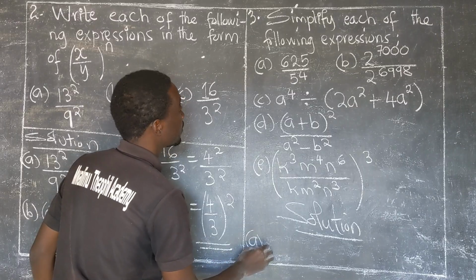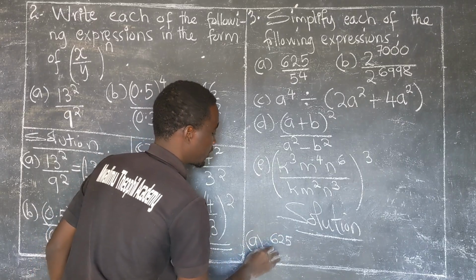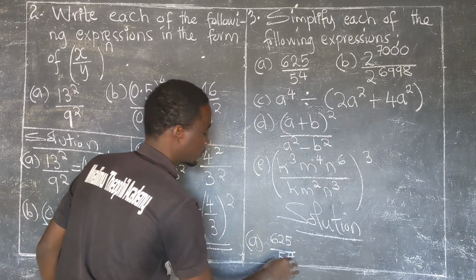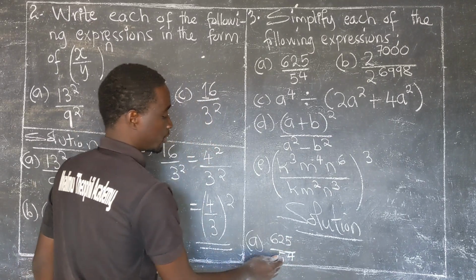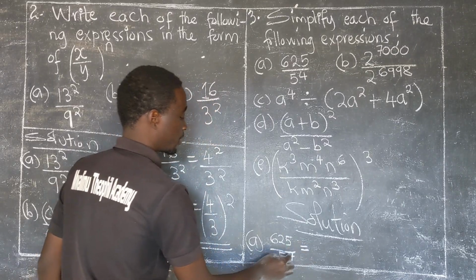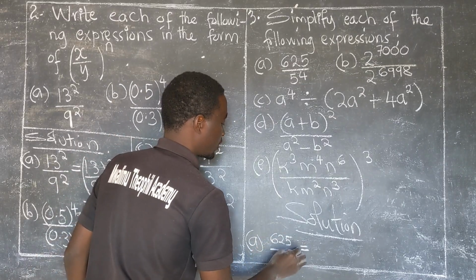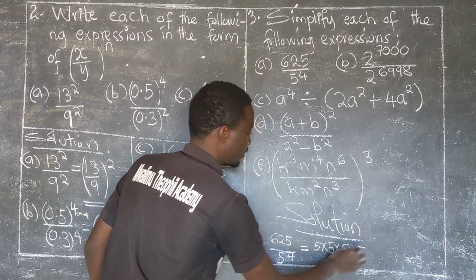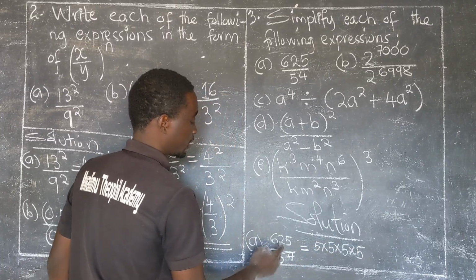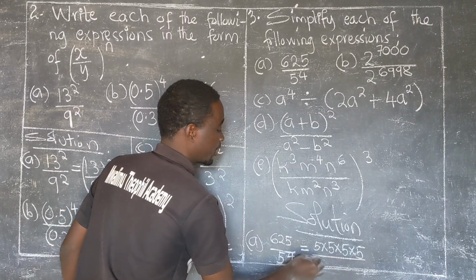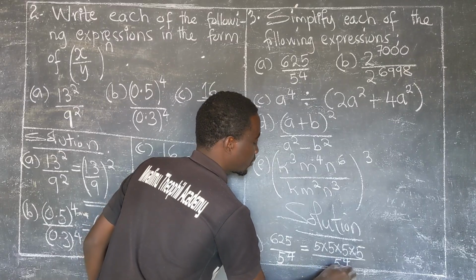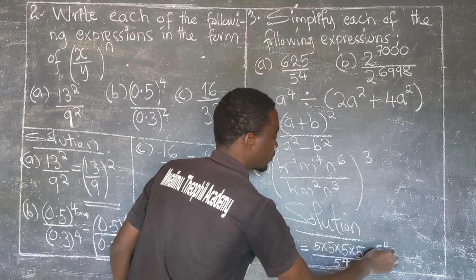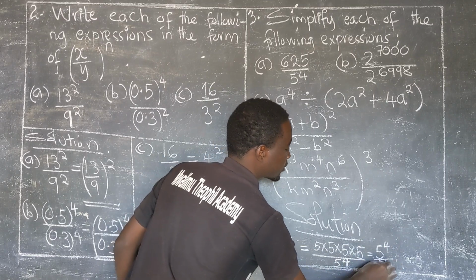In A, we are given 625 divided by 5 raised to 4. You could write 625 as 5 times 5 times 5 times 5, 5 four times. So we get 625 divided by 5 raised to 4, which will be equal to 5 raised to 4 divided by 5 raised to 4.